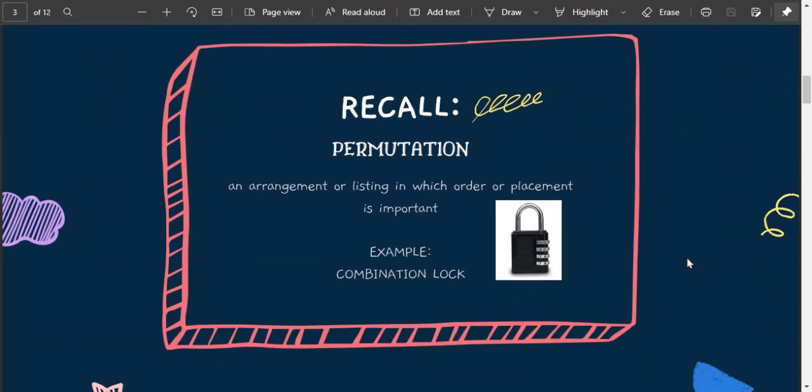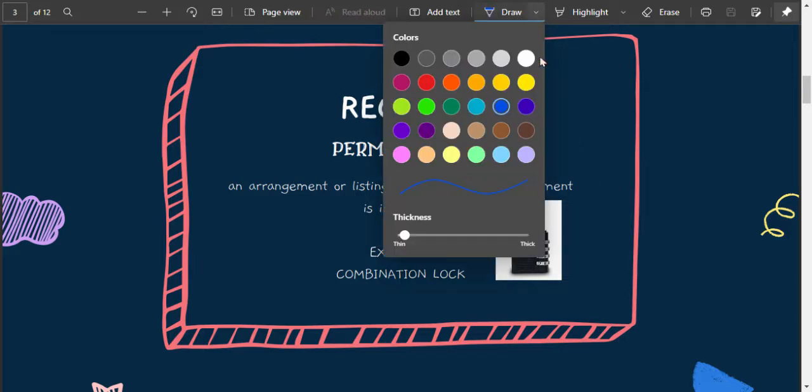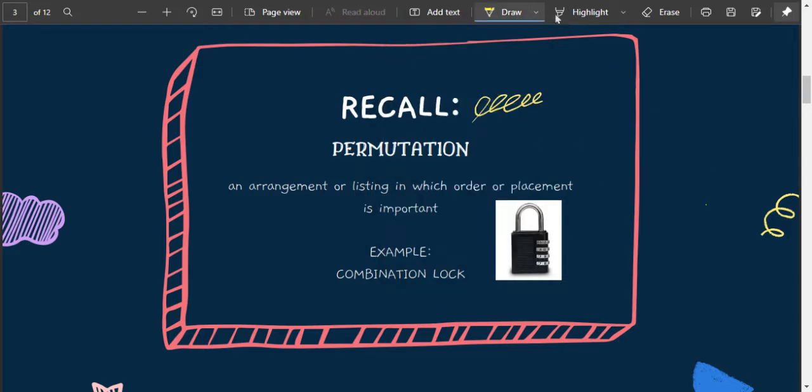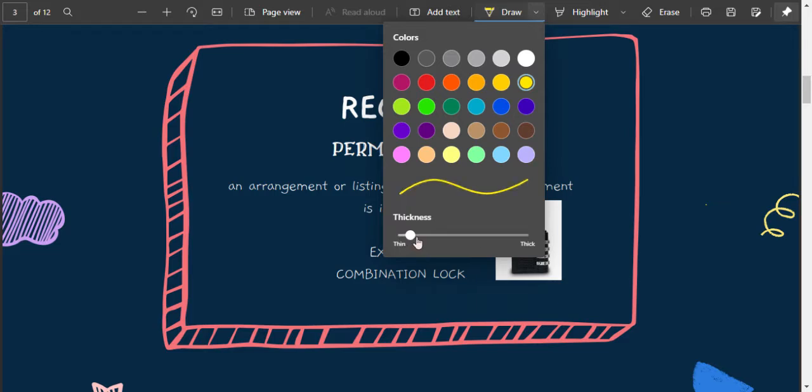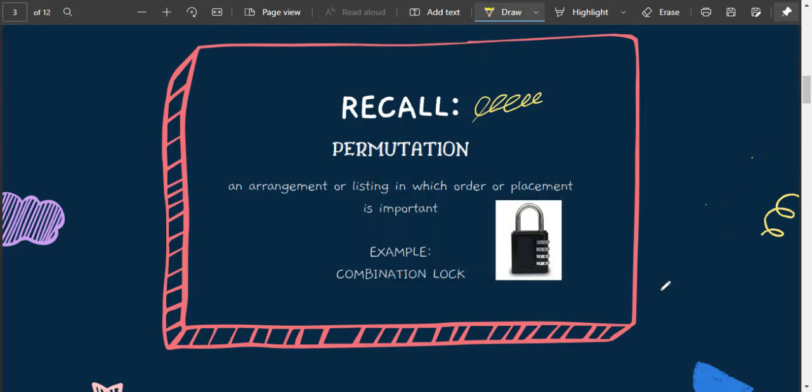So, now let's recall. What is permutation? Sabi ko nga sa inyo last time, the keyword for permutation is order because this is an arrangement or listing in which order or placement is important. So, napaka-importante ng pagkakasunod-sunod. For example, combination lock. 'Di ba? Nakikita nyo kadalasan itong lock na yan ay kadalasang nakikita sa mga locker, di ba? Yan yung ginagamit para hindi mabuksan agad.